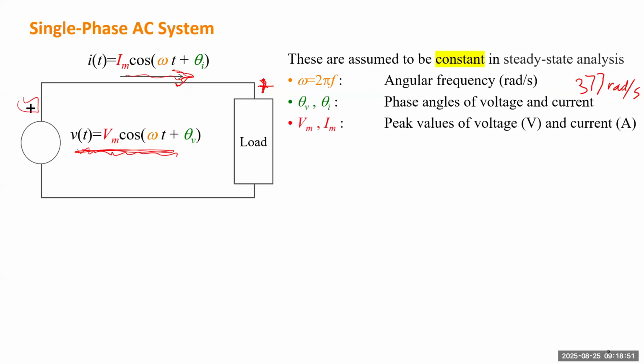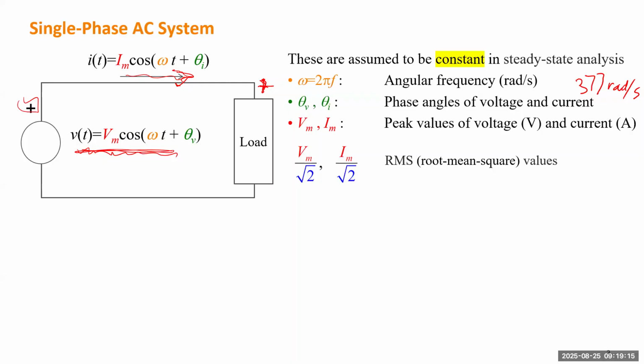And the peak values of the two cosine functions will be constant. The unit will be volt or ampere. Usually we don't use the peak value for calculation. We are more interested in the RMS value, which means the root mean square value. The root mean square value is simply the peak value divided by root 2.